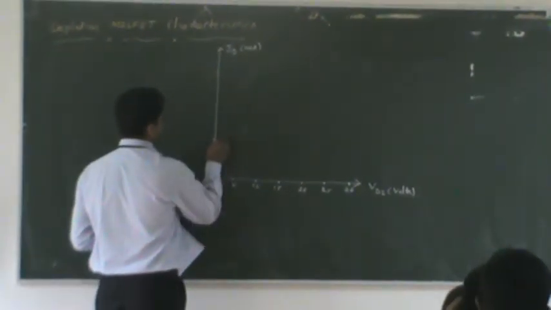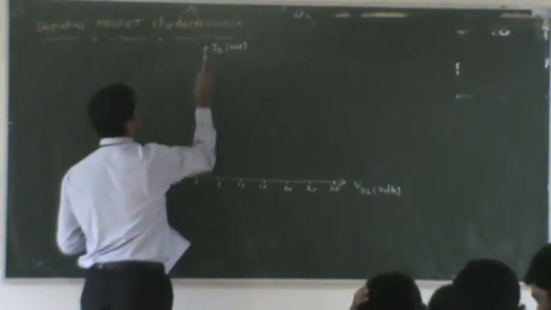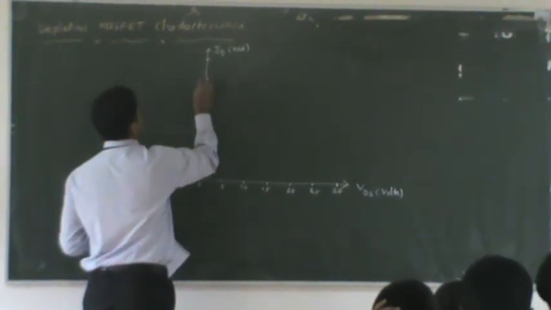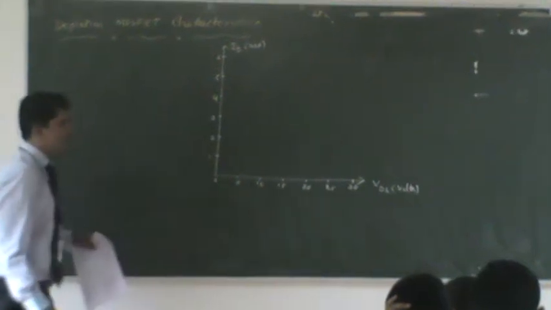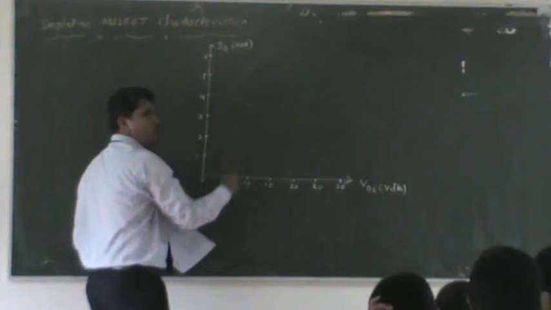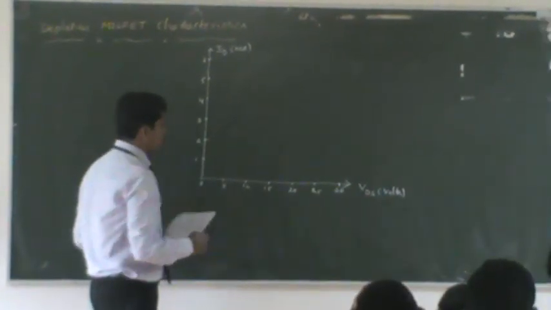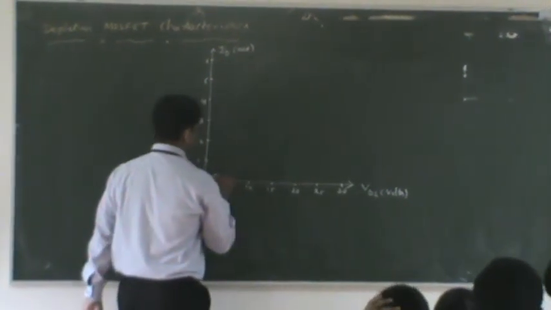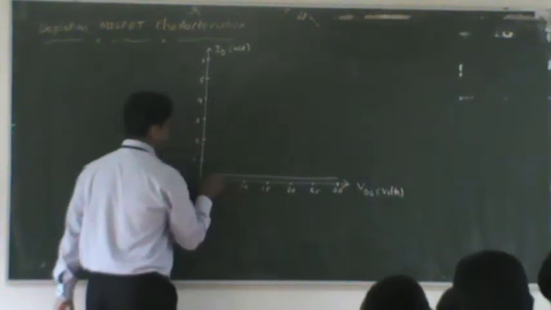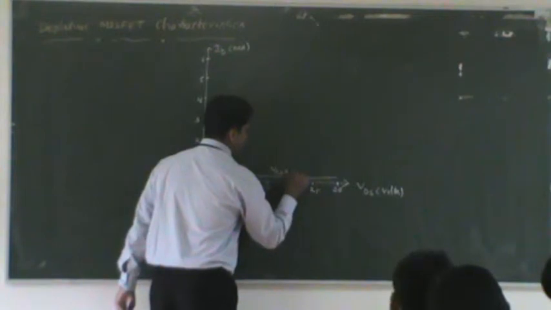On the Y-axis you can make the scale with current in milliamperes: 1 milliampere, 2 milliamperes, 3, and plot up to 6 milliamperes. And here the output characteristics you must show for some positive values and some negative values. Don't show more negative values. So start with a negative value which is close to the x-axis. This is for VGS as minus 4 volts.